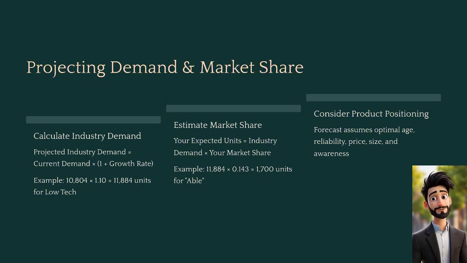Section 4. Estimating your market share. Next, we calculate our expected share of that demand. Let's say the computer estimates that Able will have a 14.3% market share. So, 11,884 times 0.143 is equal to 1,700.36, which is almost equal to 1,700 units. That is your initial forecast.